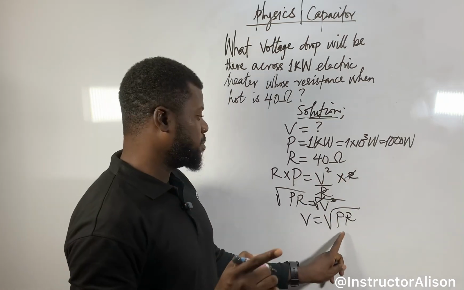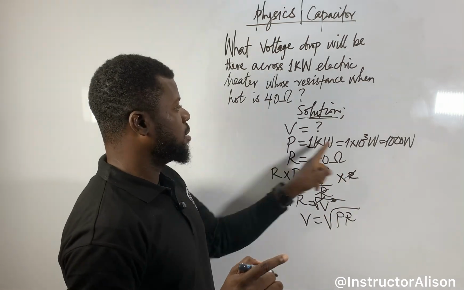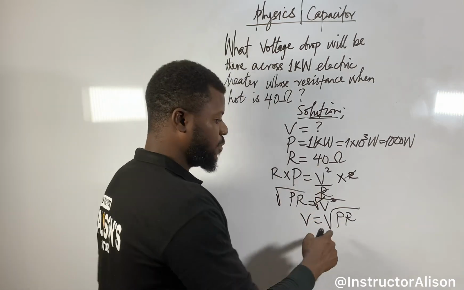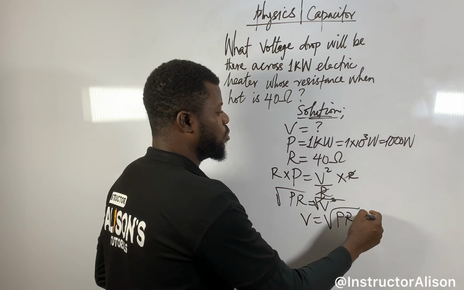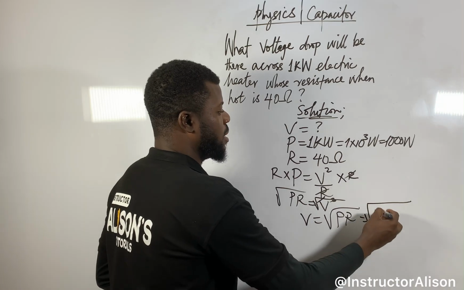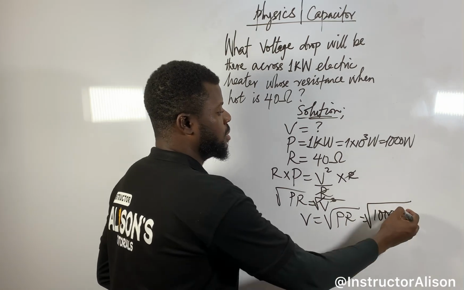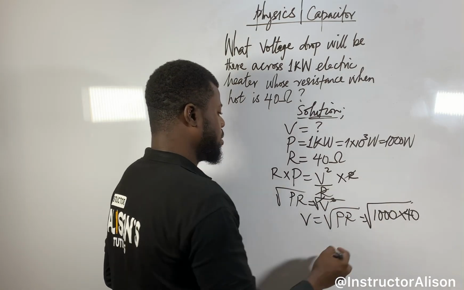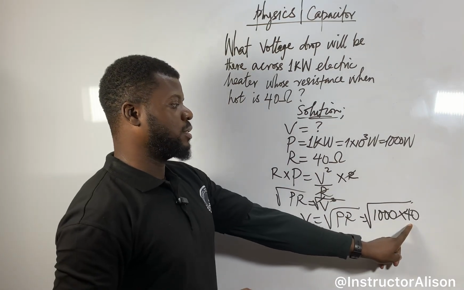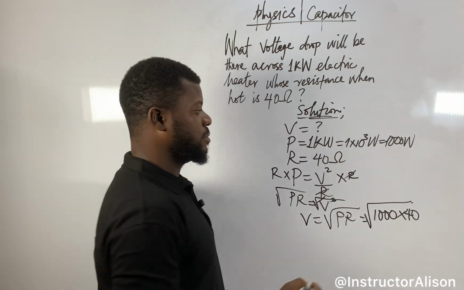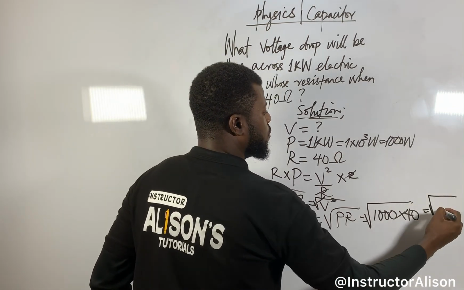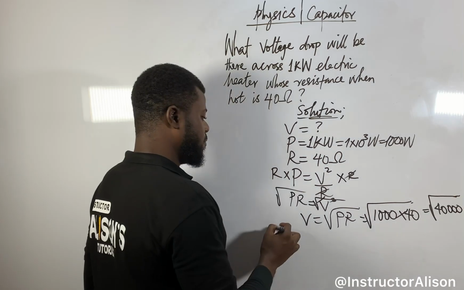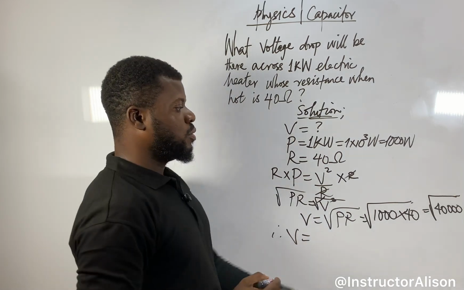Now the question is, what will be P? What will be R? P is 1,000 watts, R is 40. Put them here. Don't forget to multiply. So it will be the square root of 1,000 for P times 40 for R, 40 ohms. Now 1,000 times 40 is 40,000. So it will be the square root of 40,000.